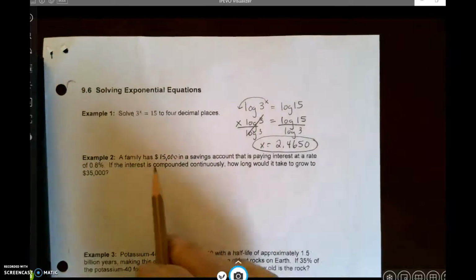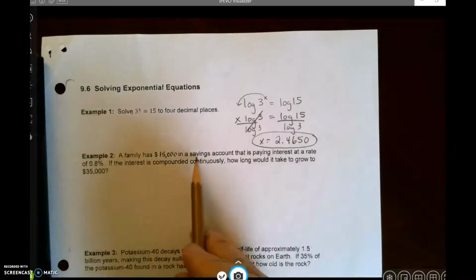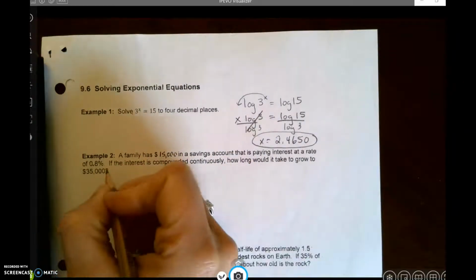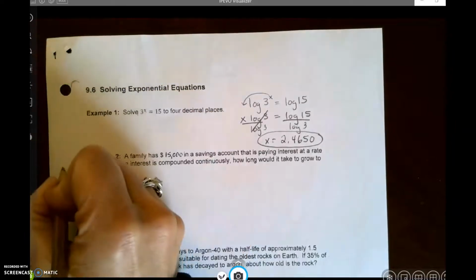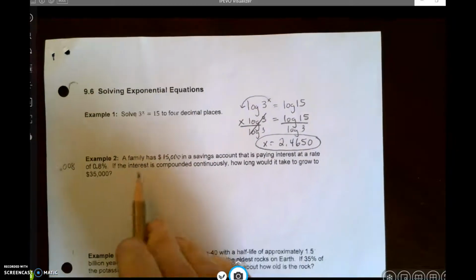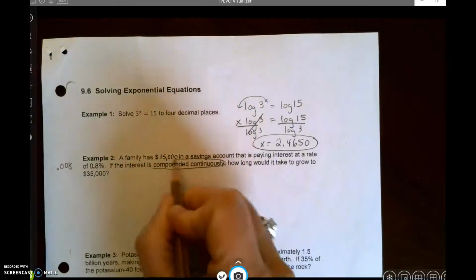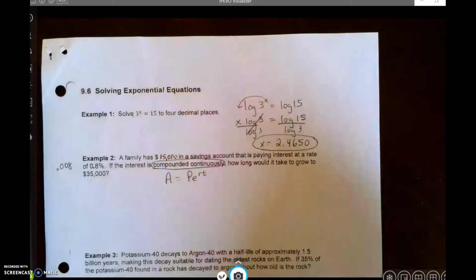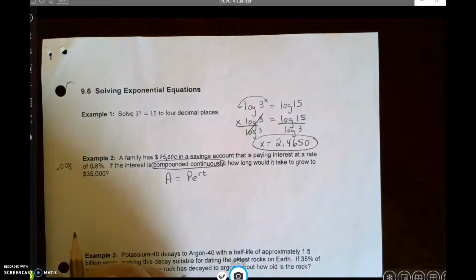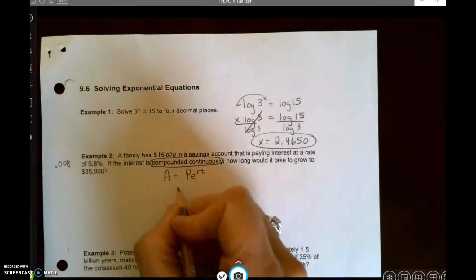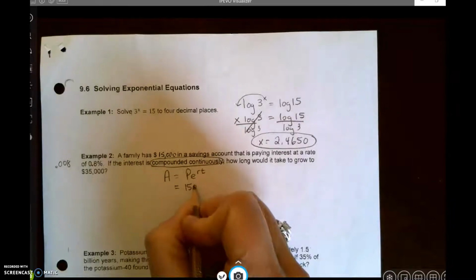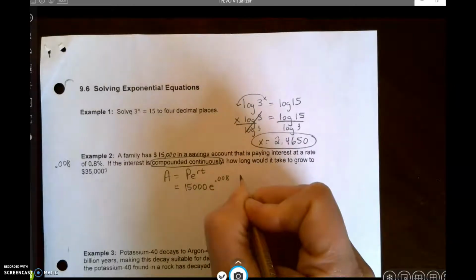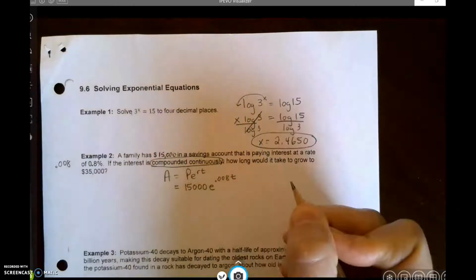Right. Example 2. A family has $15,000 in a savings account that is paying interest at a rate of 0.8%. So I know as a decimal that would be 0.008. If the interest is compounded continuously, as soon as I say that, I know that I'm going to be using my PERT formula. How long would it take to grow to $35,000? Well, my principal amount is $15,000. My rate is 0.008. I don't know the time. That's what I'm looking for.